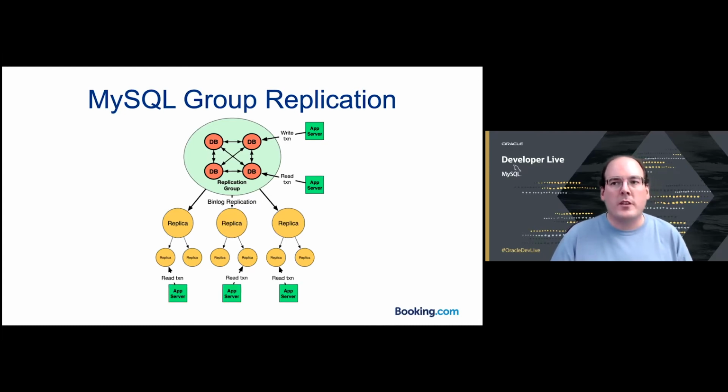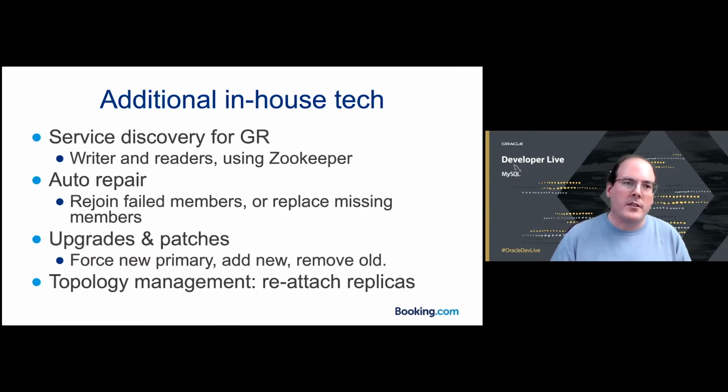If you have reporting or display needs that are not critical, then you want to read that out at the bottom of your replication, your standard replication chain, to avoid overloading your group too much. If you don't have a lot of reads and writes, just read and write from the entire group. Replicas are also needed for things like taking backups, that sort of thing. We did have to build some additional in-house technology for this.